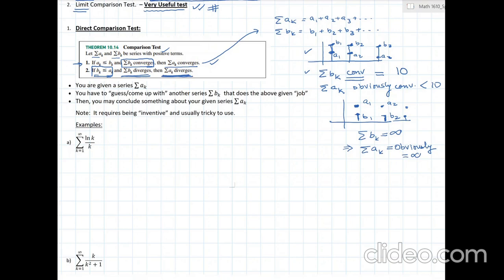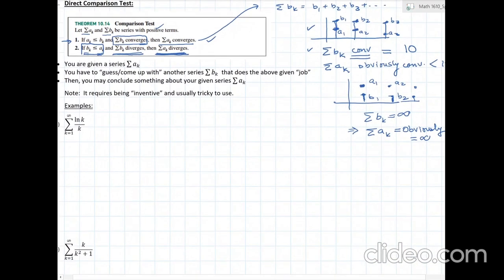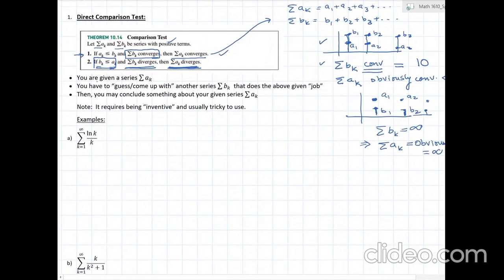Okay, so how do we begin with this? You are actually given a series AK. So your given series is AK. Then you have to guess or come up with another series BK that does the above given job. That means somehow you have to come up with a series BK which satisfies either the first case or the second case.